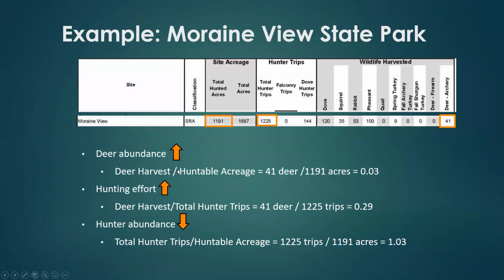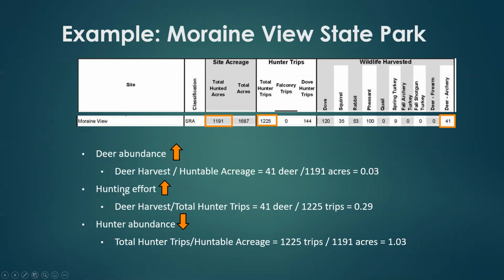So you can calculate a few things out real easily by just dividing a few numbers here. And that might help you rank your different sites that you're interested in hunting and give you an idea of which one might be more productive than the other, or which one might have higher hunting pressure than the other. So looking at deer abundance, at least for a guess at what deer abundance may be, just by looking at how many deer were harvested per acre, you can look at the 41 deer that were harvested in archery and divide that by total huntable acres. So that goes to 0.03.